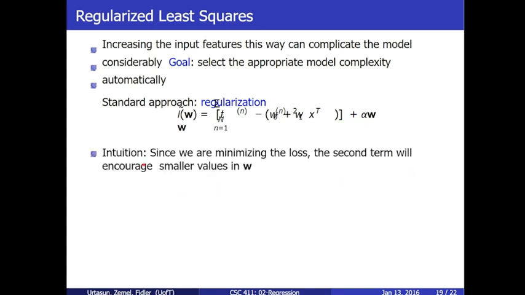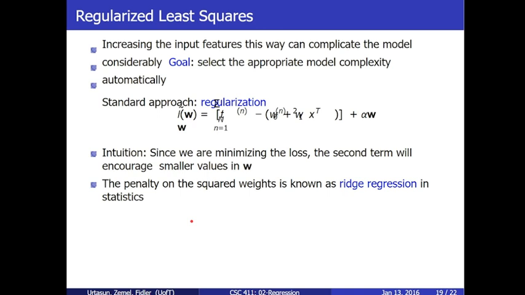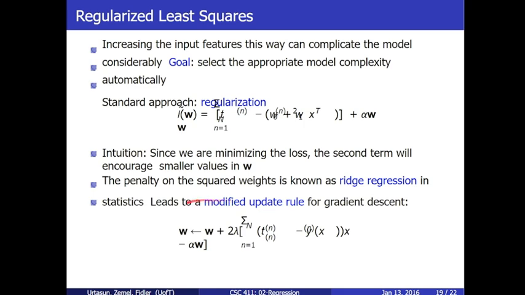So intuition. Since we are minimizing the loss, the second term will encourage smaller values in W. And the penalty on the squared weights is known as ridge regression in statistics. And this leads to a modified update rule for gradient descent with the formula right here. It's pretty much the same formula as the normal gradient descent one, but I can go over it one more time.